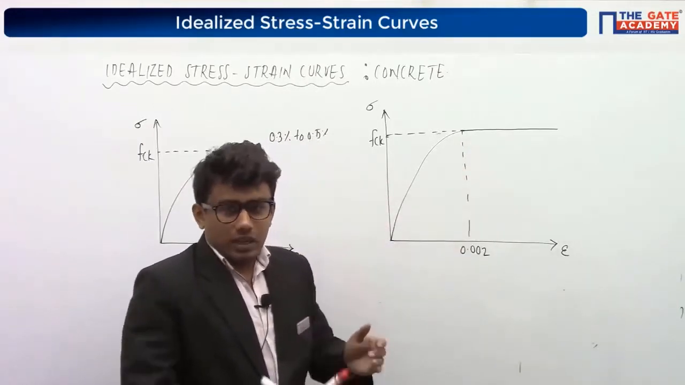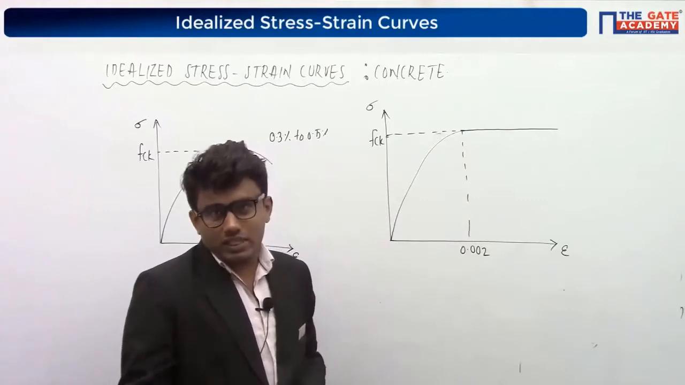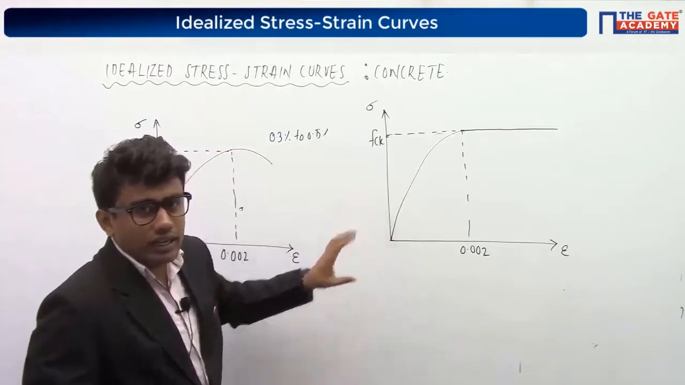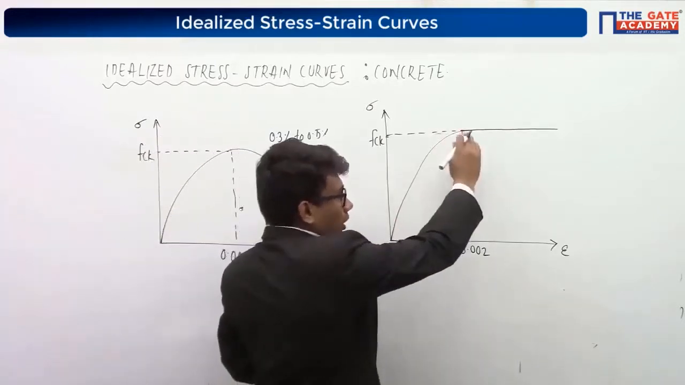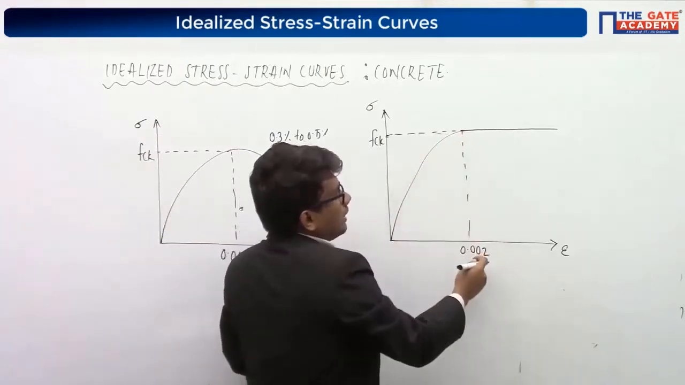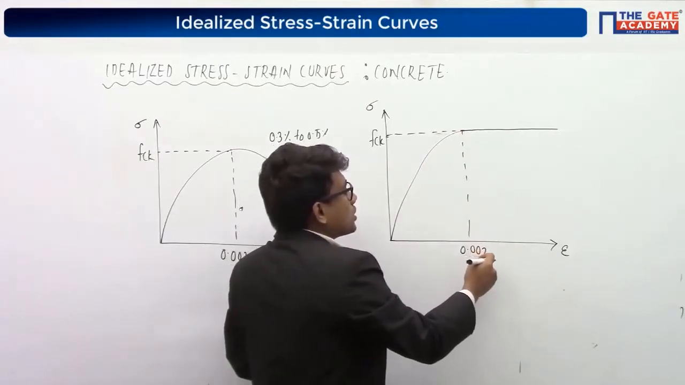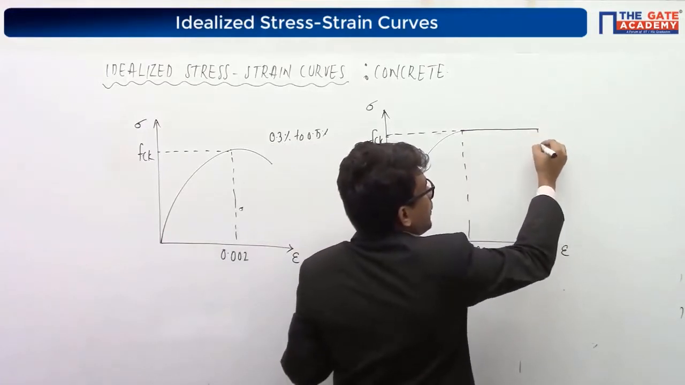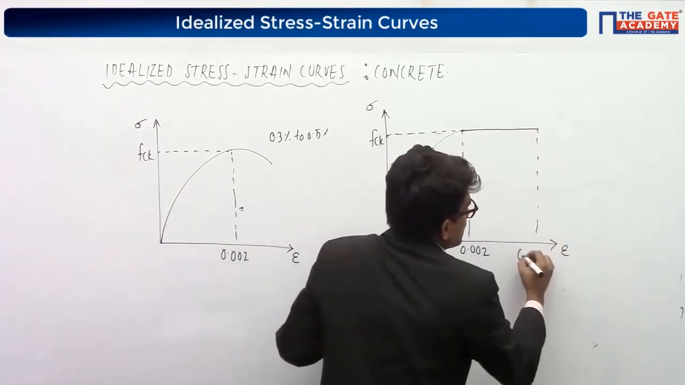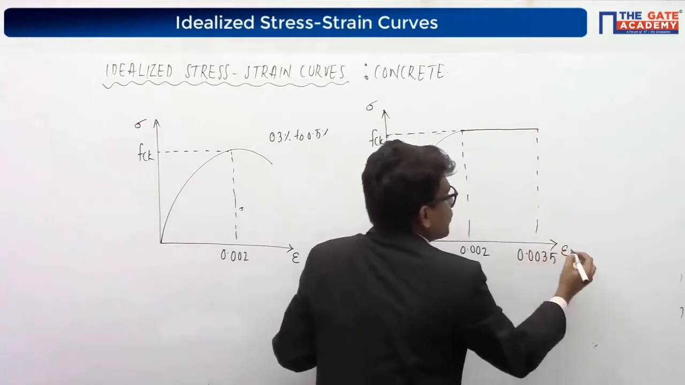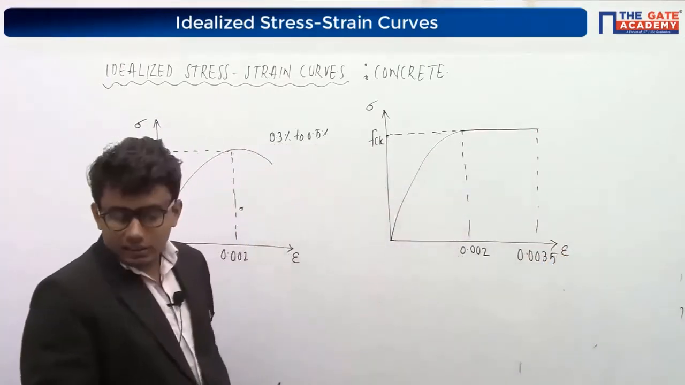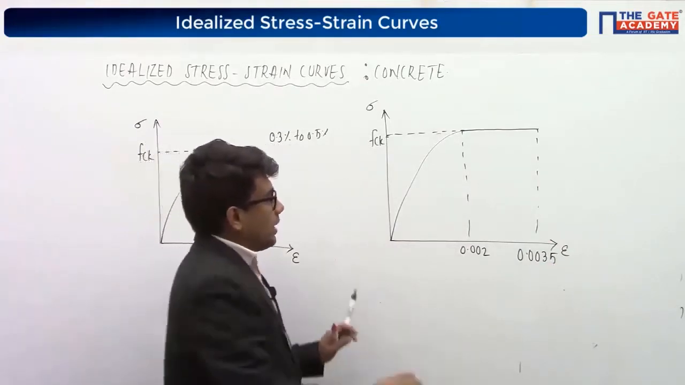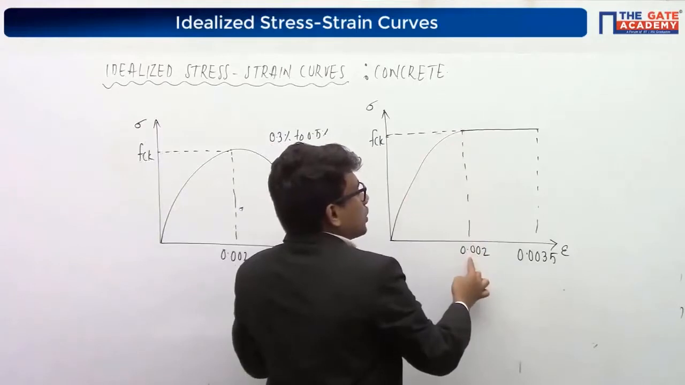Getting it? As per our assumption, or as per IS 456-2000, we are going to consider the stress strain curve of the concrete like this. It will be a parabola till the strain value 0.002. After that, it will be a uniform value till the strain value 0.0035. Getting it? This is called the idealized stress strain curve of the concrete. We will have a parabola till the strain value 0.002.